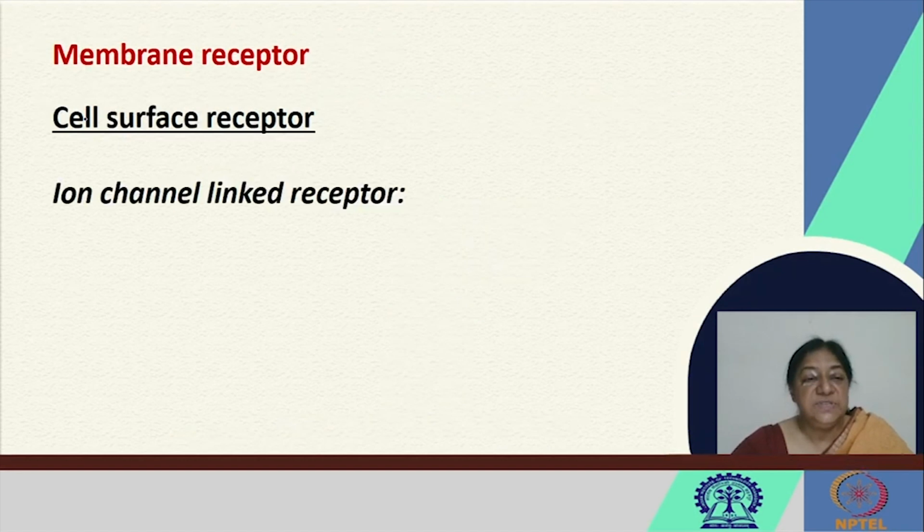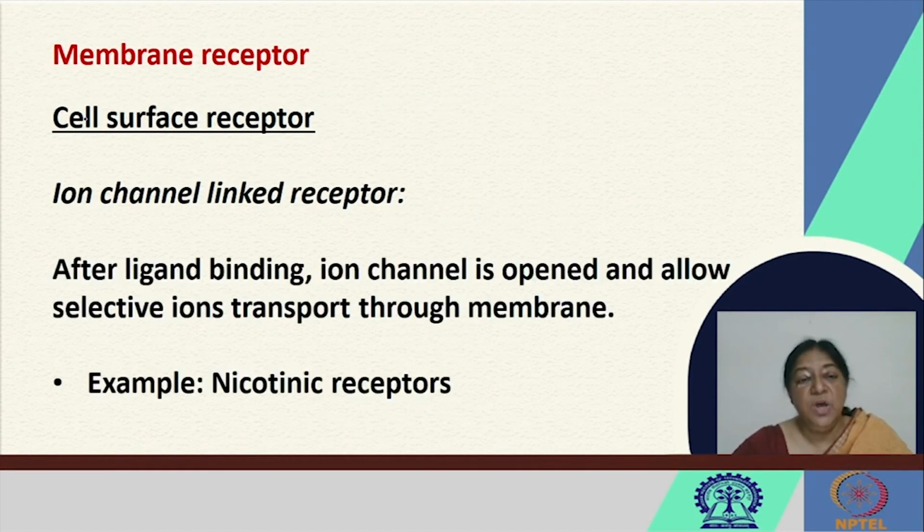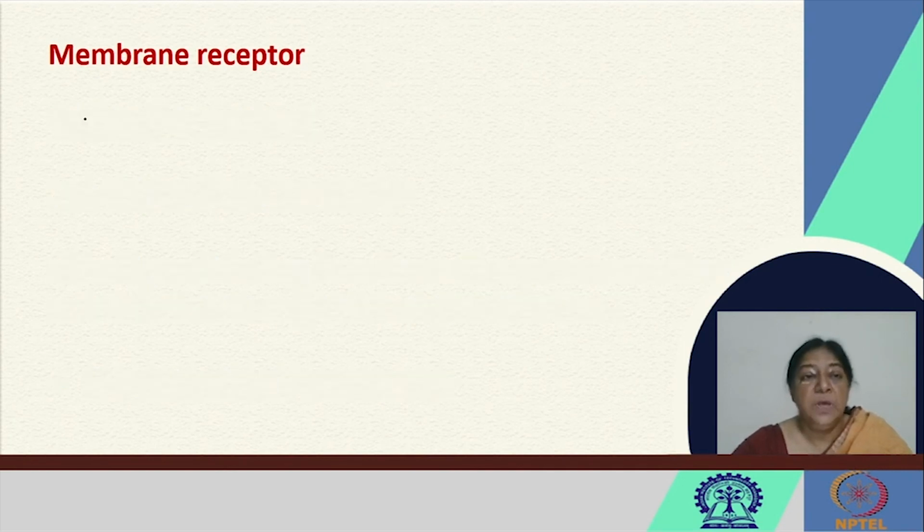The cell surface receptor, therefore, can act as an ion channel linked receptor, where after ligand binding, the ion channel is opened and it allows selective ions to transport through the membrane. So this membrane potential, which we will look at, is important in allowing the binding of the receptor that is going to open the channel that is going to then allow the ion to be transported.